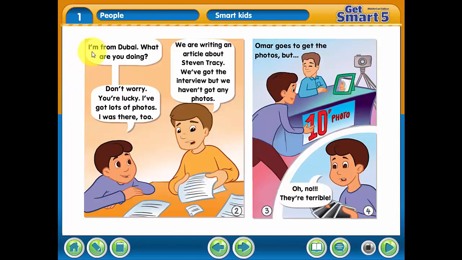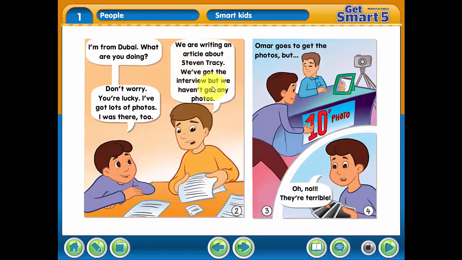He replied to Karim, I am from Dubai. When he asked him, where are you from? لما سألوه، he said, I am from Dubai. What are you doing? وبسألهم عمر asking Khalid and Karim, what are you doing? ماذا تفعلون؟ They said, we are writing an article. بنكتب مقال about Stephen Tracy. عن famous author، مؤلف مشهور، his name is Stephen Tracy.